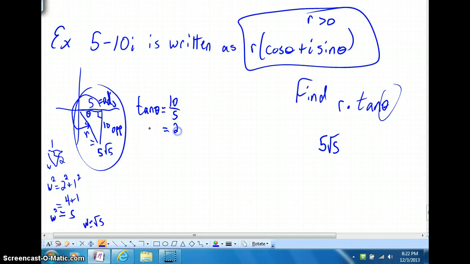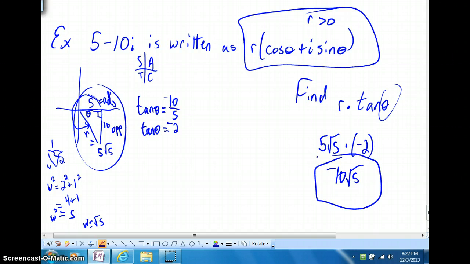That would be 2. However, theta is really going into the 4th quadrant. We remember all students take calculus. Only cosine would be positive in that quadrant. Of course, the tangent of theta is really going to be negative 2. Really, our 10 here, of course, we saw was negative anyway. So this is 5 root 5 times negative 2. Final answer would be negative 10 times the square root of 5.